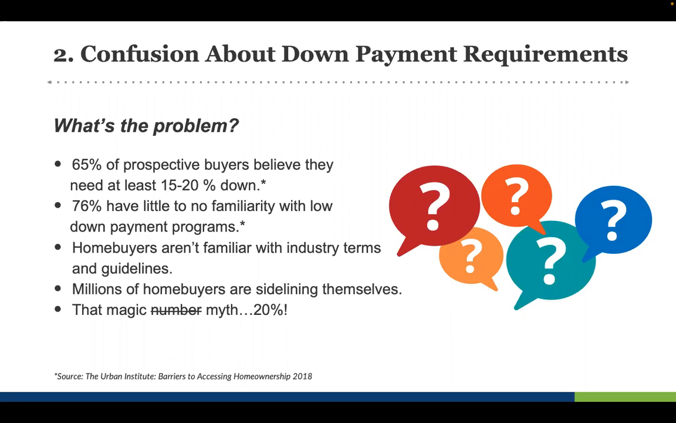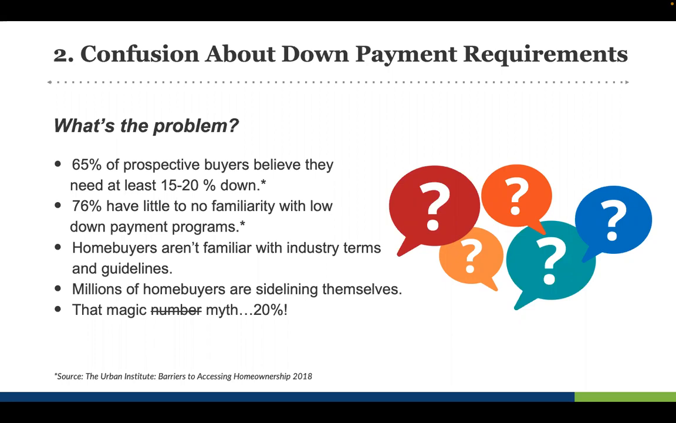The issue is that, according to the last study where we took part in this and measured this, 65% of prospective homebuyers, and in that study, they were millennial renters, believed that they had to have at least 15 or 20% down or more in order to consider home ownership, as if that were a hard and fast rule. Worse yet, 76% of those prospective buyers had little to no familiarity with low down payment programs. That's FHA, Fannie, Freddie, 3%, 5% down, USDA, VA, all that stuff, right? Not to mention down payment assistance that can help accrue the down payment.